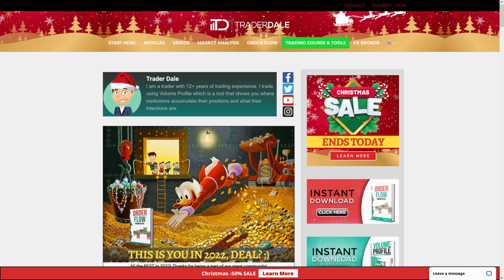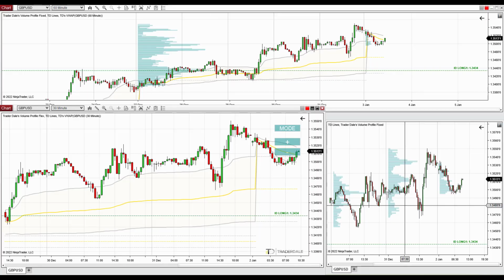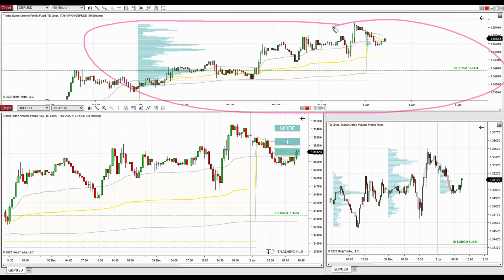And let's now jump to the trading ideas, and let's start with the British pound US dollar. Those three charts show the British pound US dollar. The chart at the top is an overview chart, a 60-minute chart, and it shows weekly volume profile, which means that it shows volumes and their accumulation throughout the whole week.